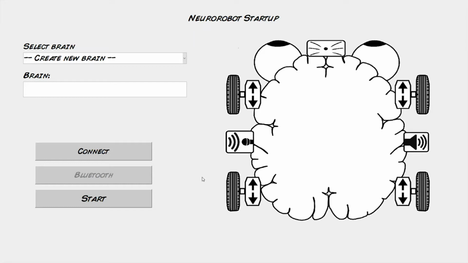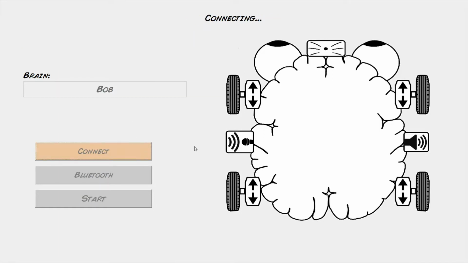When you start the app, you get to this interface. There's a drop-down menu here where you can load pre-configured brains, but in this video, I'm going to start a new brain. So I'm just going to give it a name here. And then I click Connect, which is going to connect my computer to my robot's Wi-Fi.